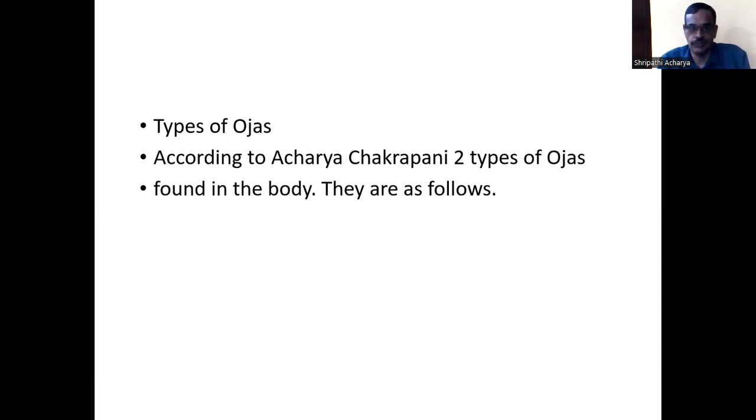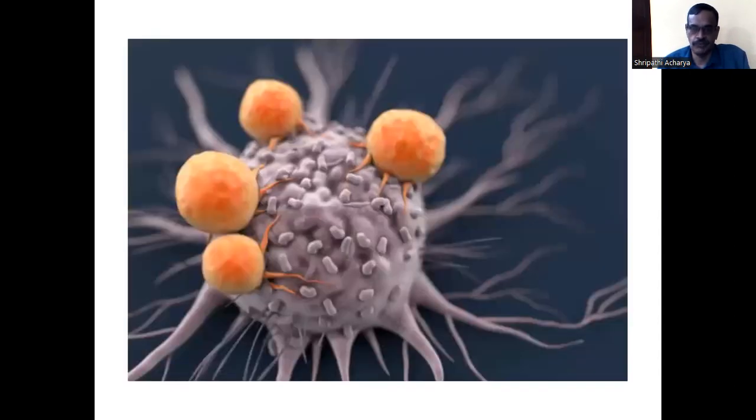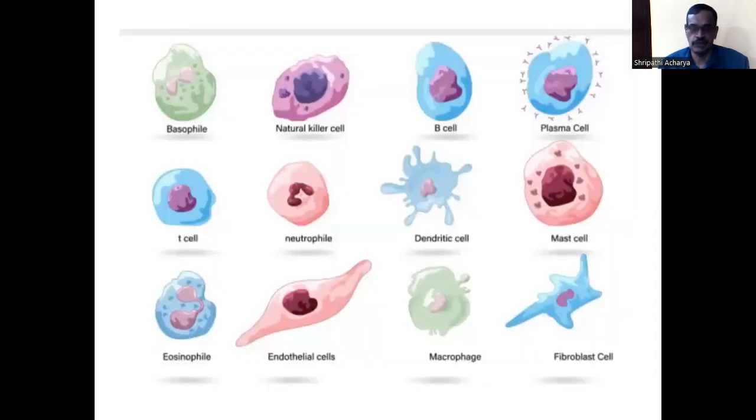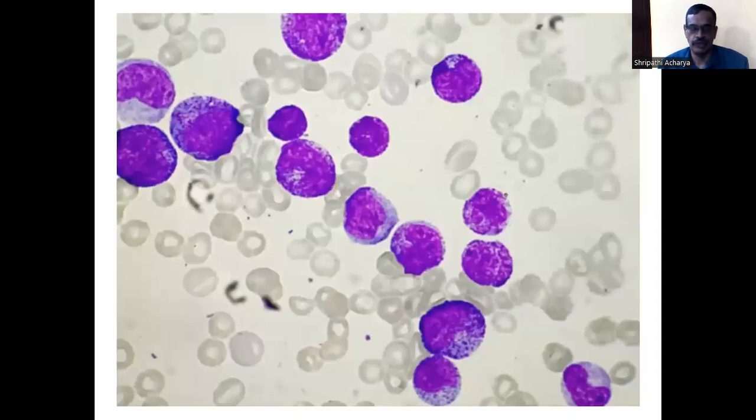There are two types of Ojas, Para and Apara. According to Acharya Chakrapani, Para and Apara are the types of Ojas. This is a cell which will destroy foreign organisms like microorganisms or pathogens. So there are various cells: macrophages, lymphocytes, polymorphs, and in the tissue, macrophages and plasma cells. So there are different types of cells which are responsible for immunity. Actually, the lymphocytes produce immunoglobulins and take part in the function of immunity.